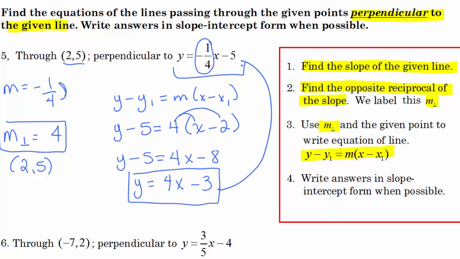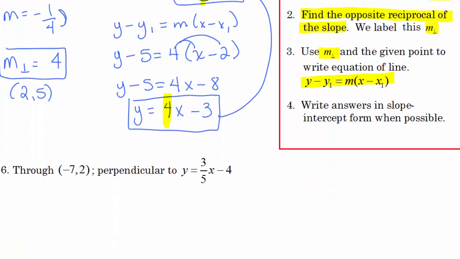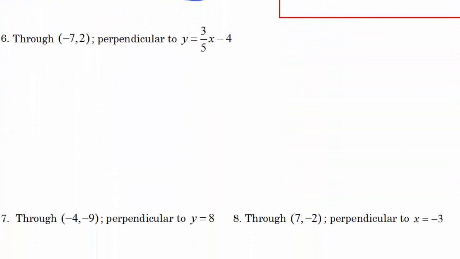And so these two lines are perpendicular. Look at their slope. That's -1/4. That's +4. Their slopes are opposite reciprocals. And again, you have to make sure it goes through that point. Let's just do one more of these.